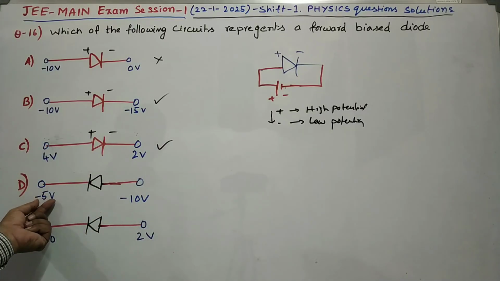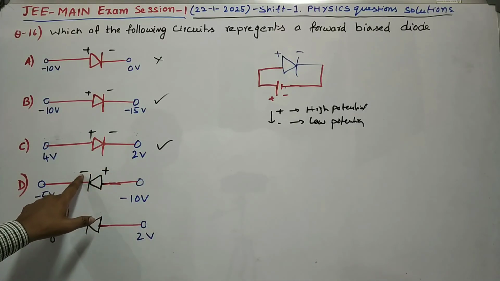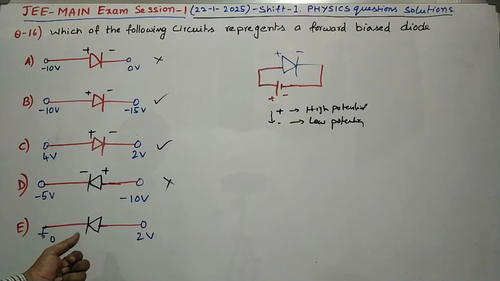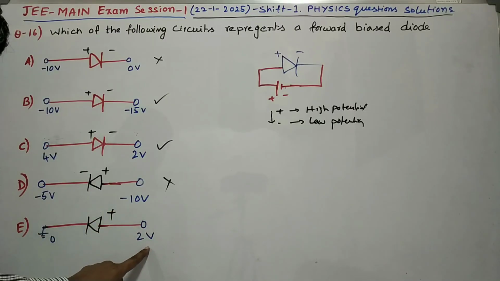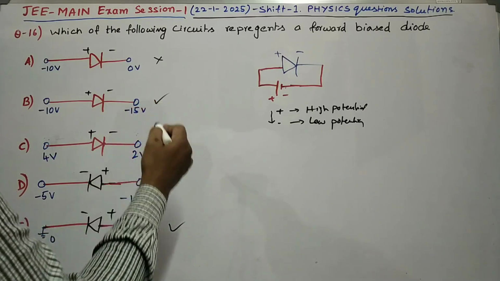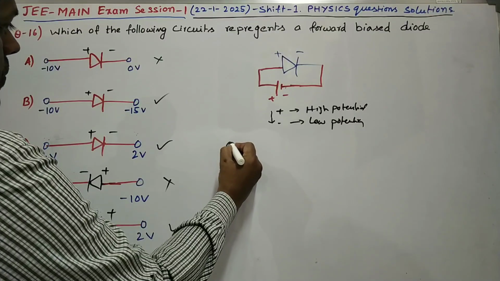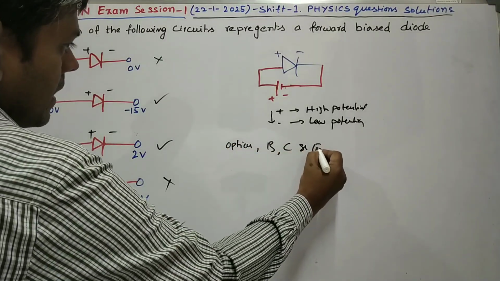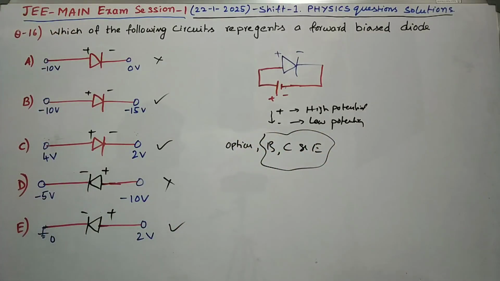Next, option D: this is minus 5 volt, this is minus 10. You can see the positive end is minus 10 and the negative end is minus 5. Among those two, minus 5 is more, so it is not in forward bias condition. Coming to option E, the positive end is at 2 volt and the negative end is connected to earthing. Earthing means 0 volt, so this is also in forward bias condition. This is a multiple option question, so options B, C and E are the correct ones.